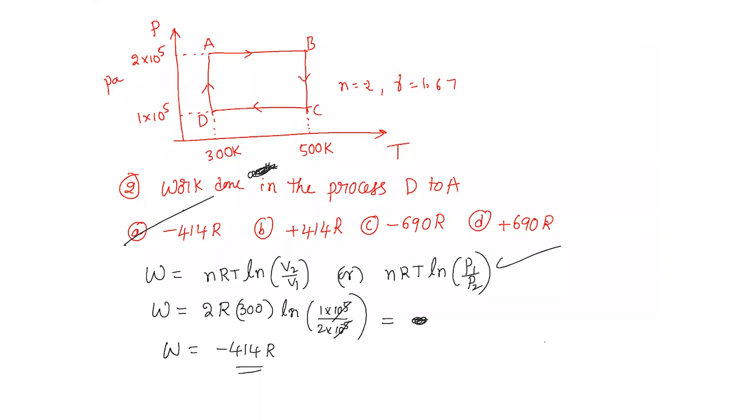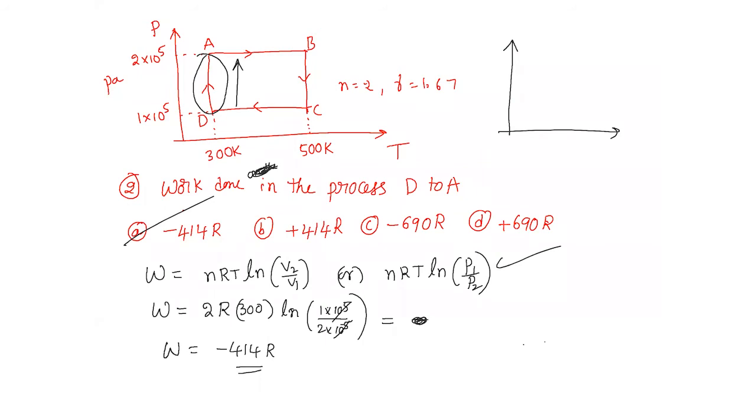Yeah, here volume decreases. That's why it is negative. So here is one more way of understanding whether you will have a positive or negative value, in case you get confused. See, children, D to A is an isothermal process, right? What is happening to pressure here?